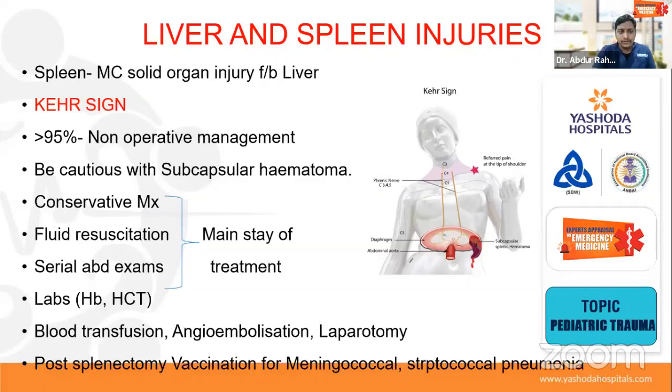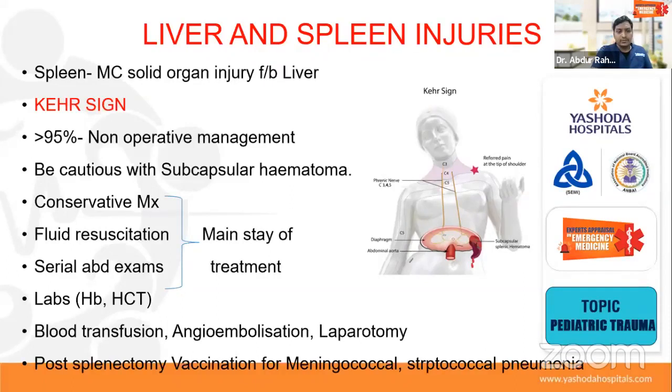shoulder. So many trauma victims, if they are complaining regarding shoulder pain, do not neglect it. Consider abdominal injury. Consider bleeding, whether it can be splenic or liver hematoma. And especially in more than 95% of cases there will be non-operative management only, but we should be very cautious in cases of subcapsular hematoma.